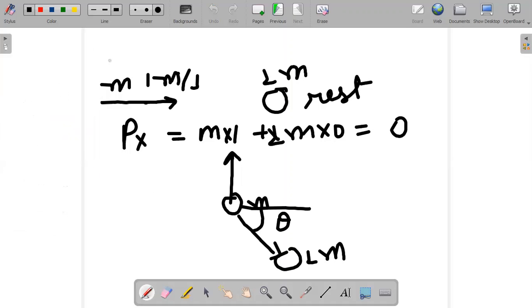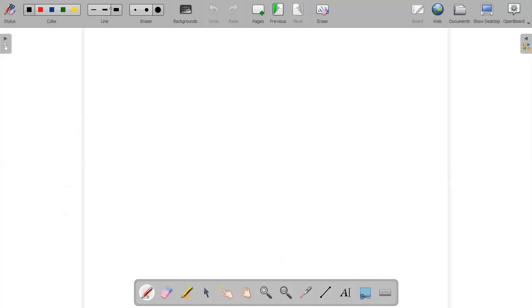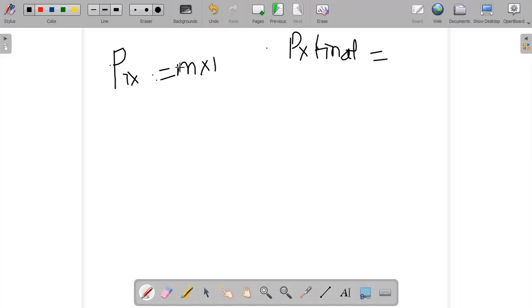Now we will try to understand. We have the initial momentum in x direction, P initial, which is m into 1. Now we will try to write P final. So the final momentum in x direction: for the smaller mass it is going at 90 degrees, so there is no final momentum in the x direction. So only this 2m mass will have some momentum.